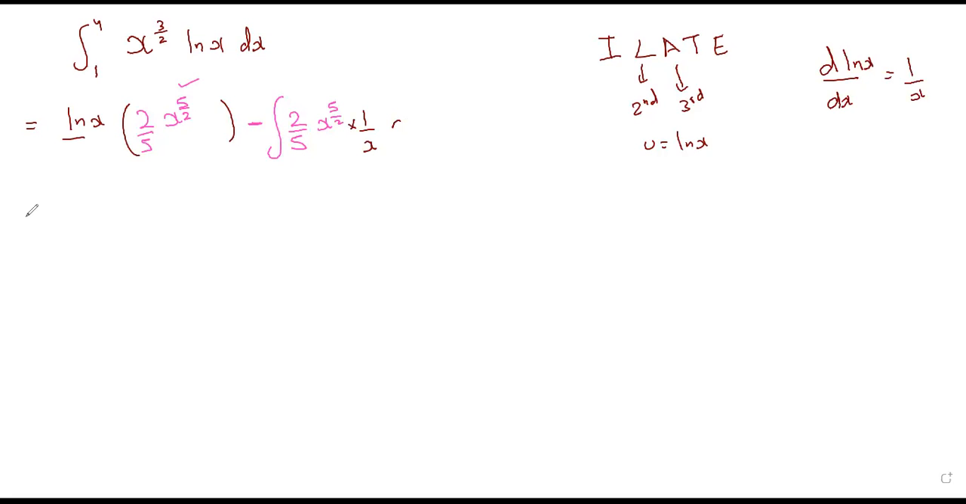I can take this 2 by 5 outside, and again I have to do it between 1 and 4. So I have 2 by 5 here, and now I have ln x times x to the power 5 by 2 at this. Let's solve this. I can cancel this x because it is in the denominator, and I can subtract 1 from this power, right? Do you agree?